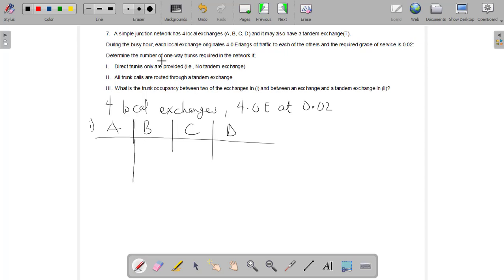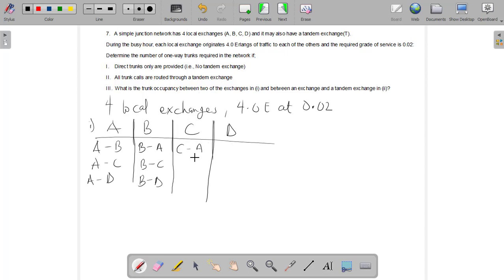So for A, remember, they are all connected to each other, or they are all generating some amount of traffic to each other. So essentially, in the simple junction network without a tandem exchange, what happens is that each local exchange has a connection with another local exchange. So for instance, if we take the case of A has a route to B, to C, and then to D. Similarly, B has a route to A, to C, and then to D. And so we use the same principle to fill the table for C and D.